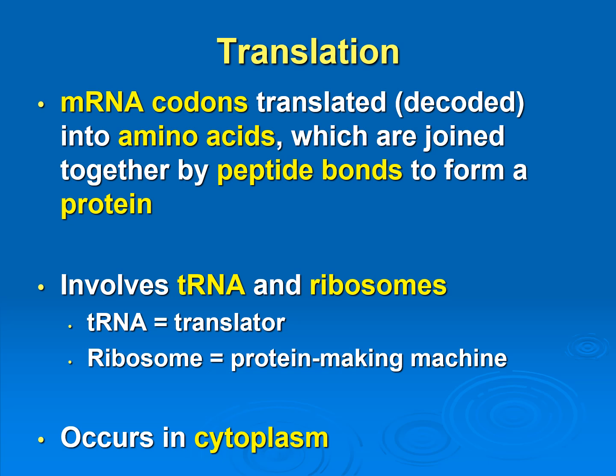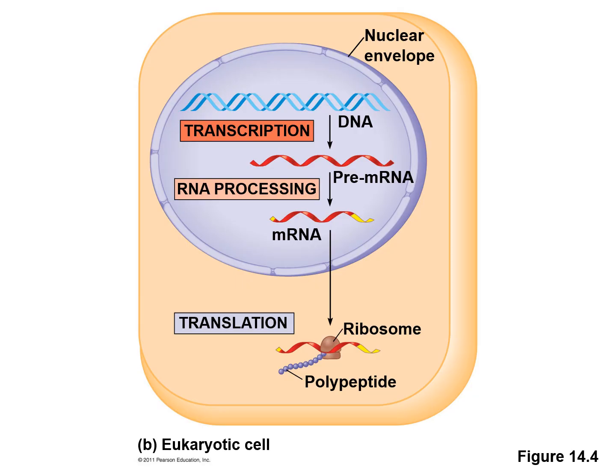The transfer RNA is going to be the translator, so it's going to be the decoder, and our ribosomes are the protein-making machines. And remember that translation is going to occur in the cytoplasm. So here's just a picture again of our eukaryotic cell, reminding you that translation is going to be occurring in the cytoplasm because that's where the ribosomes are.